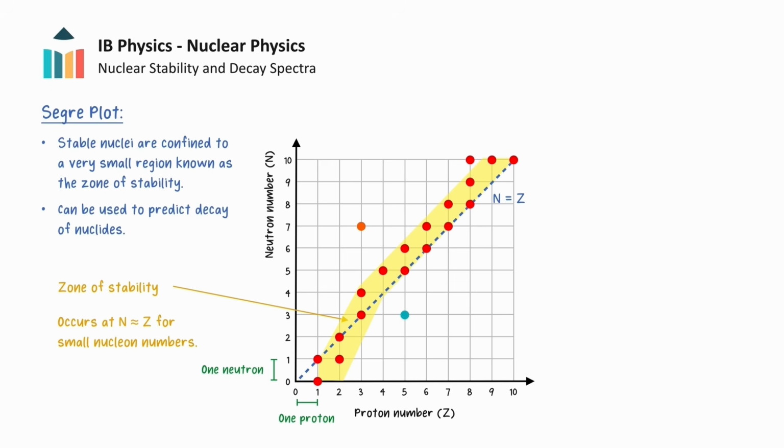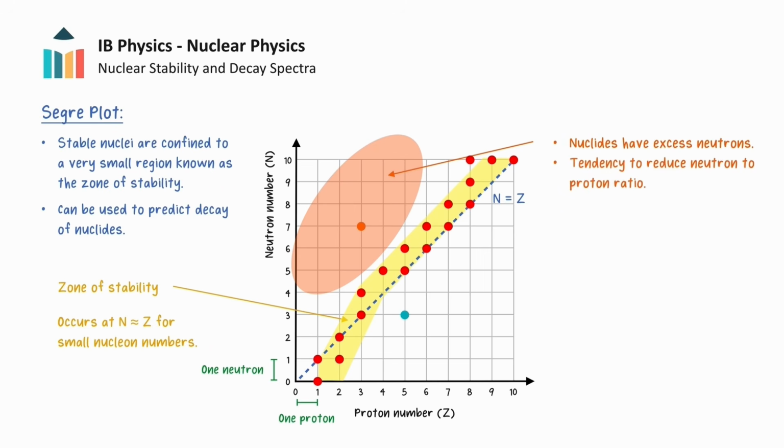The Segre plot can also be used as a qualitative way to predict the mechanism of decay for each nuclide. When a nuclide is located to the left of the zone of stability, it would have excess neutrons. Such nuclides will have a tendency to reduce the neutron-to-proton ratio to align it more closely with the zone of stability. To do this, it would go through beta-negative decay as the neutron is converted to a proton. And as we saw, this decay causes the nuclide to move diagonally downwards to the right, bringing it closer towards the zone of stability.